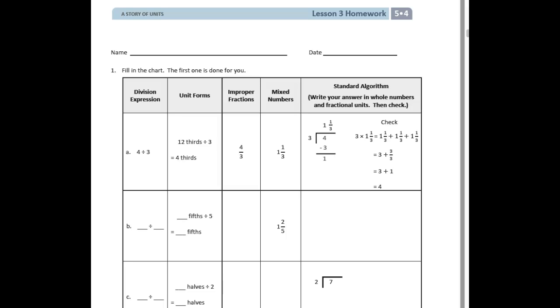Welcome to lesson 3. I'm going to try and keep this fairly short because the actual problem is one of these where it shows you a division expression and then asks for the unit form and then for you to make an improper fraction, a mixed number, and then actually showing with the quote standard algorithm, what we call parent style, the kind of answer that you would get with this if you turn it into a division problem.